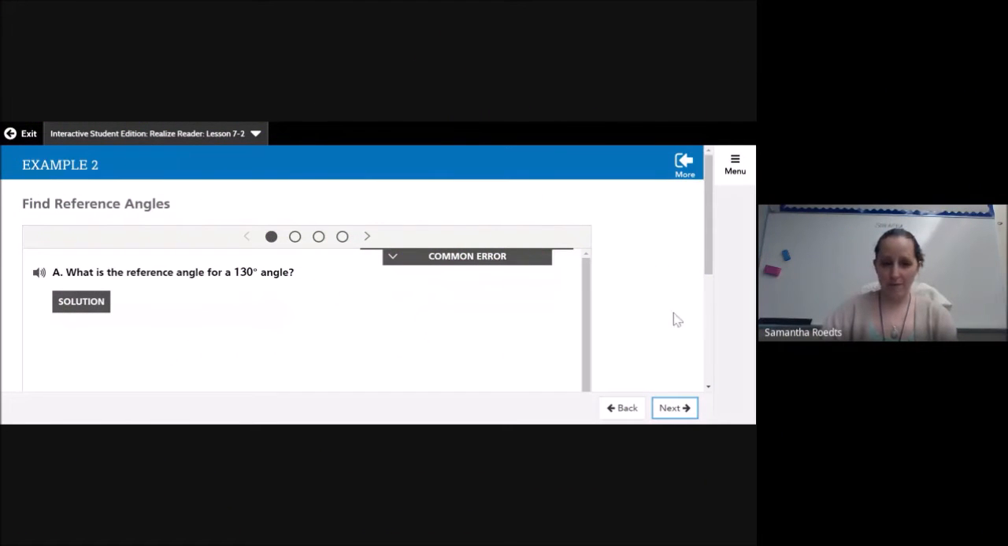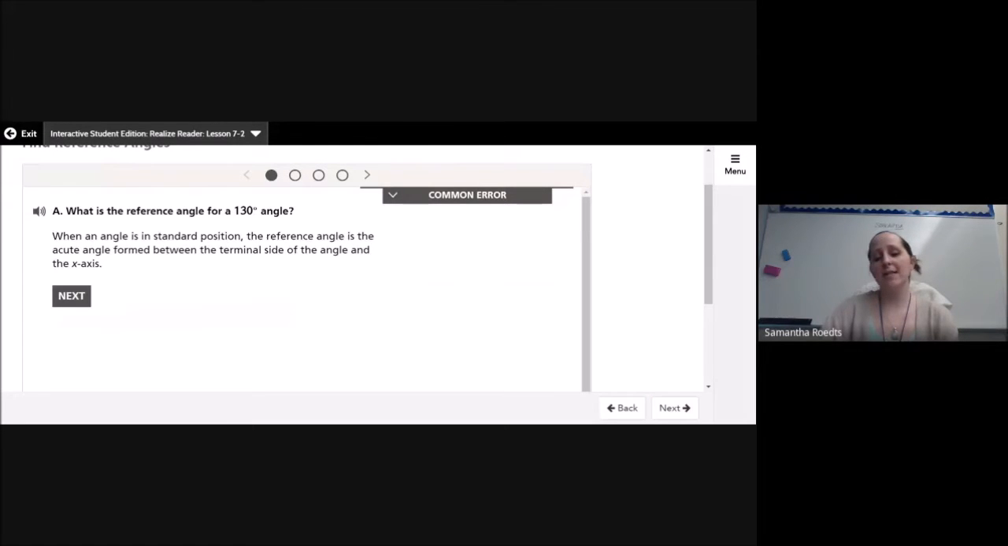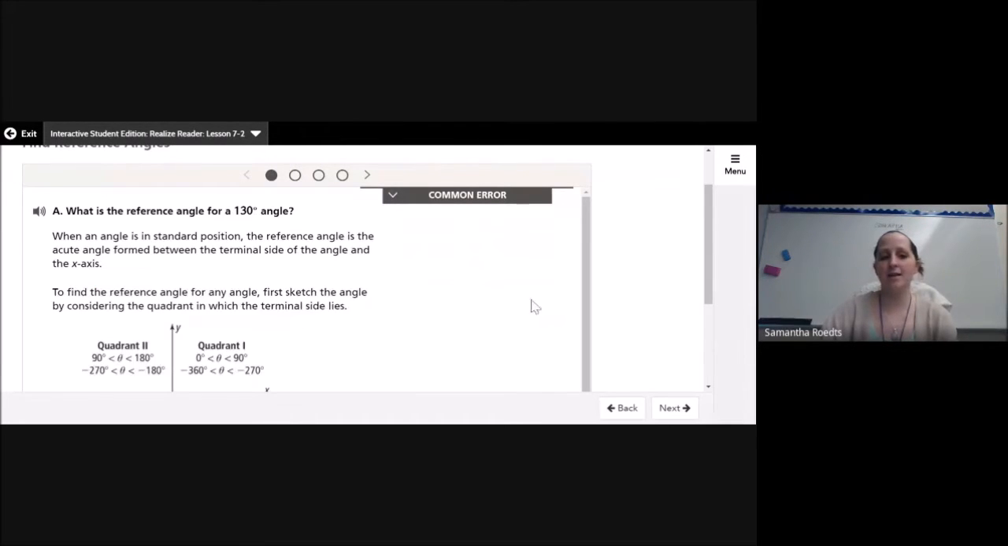Example 2, find reference angles. So what is the reference angle for a 130-degree angle? When an angle is in standard position, the reference angle is the acute angle formed between the terminal side of the angle and the x-axis.